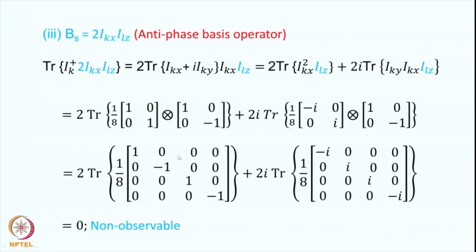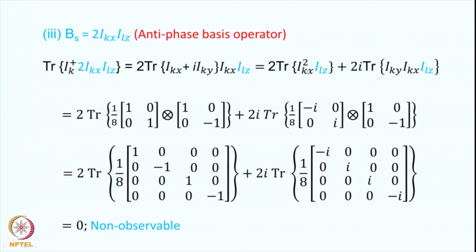Now let us look at this. This is once again K magnetization, but now it is antiphase with respect to the L spin. So I take this Bs is equal to 2 IKX ILZ. This is antiphase basis operator. Now doing the same trick, so IK plus, here I have 2 IKX ILZ. So therefore I get here 2 trace IKX plus IKY and IKX ILZ is here, and the 2 I have taken it out. So then what I get?